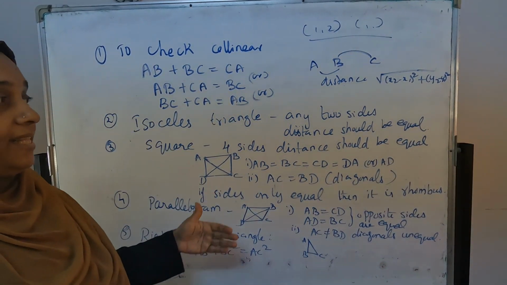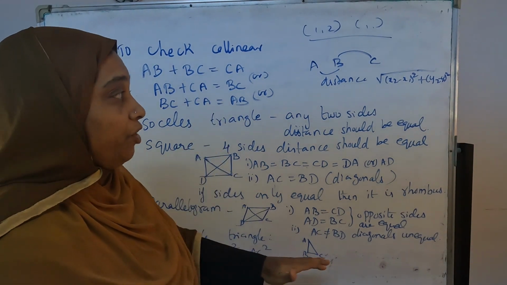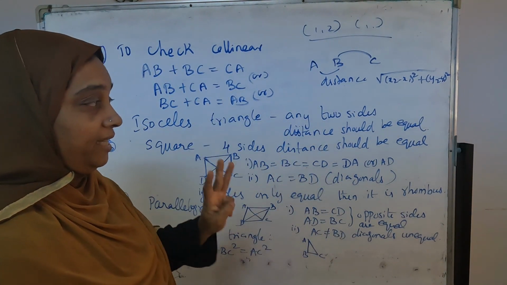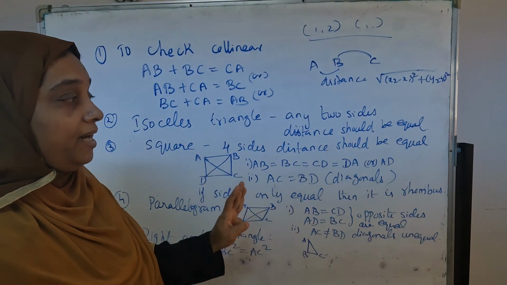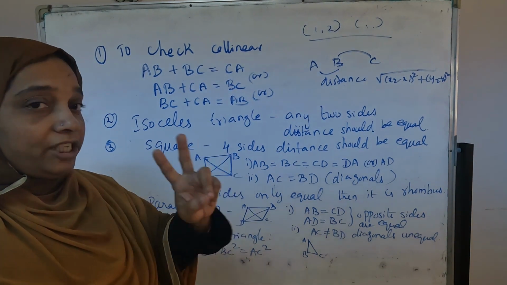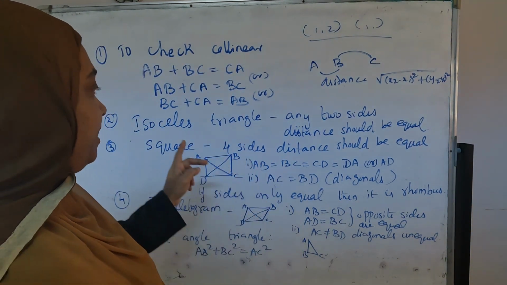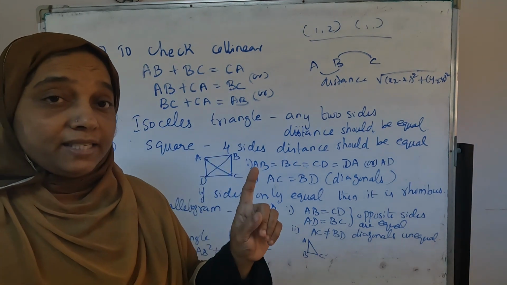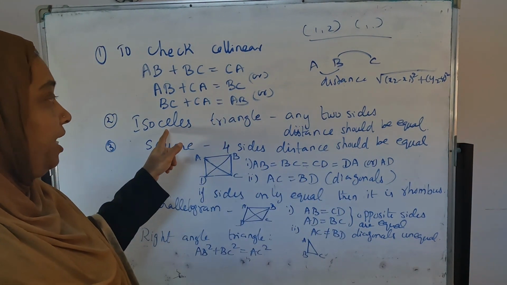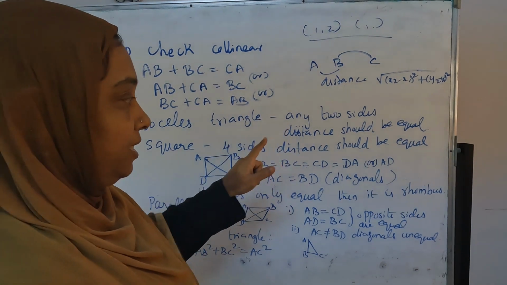If they are asking you to check for an isosceles triangle, again find all three sides of the triangle. If you get at least two sides as equal, that is an isosceles triangle. You should get two sides equal; at that time it will be an isosceles triangle.